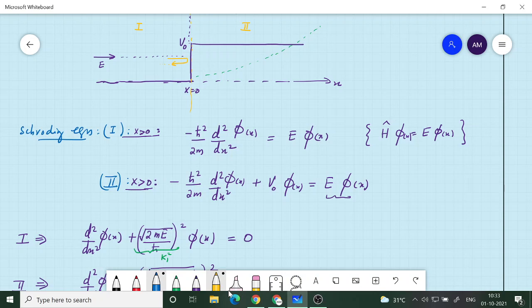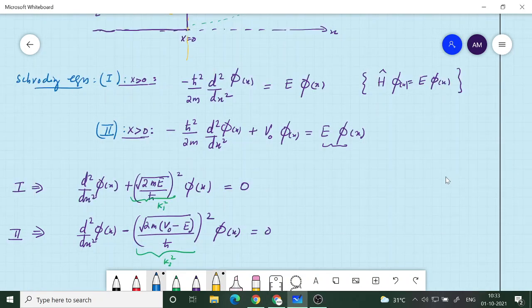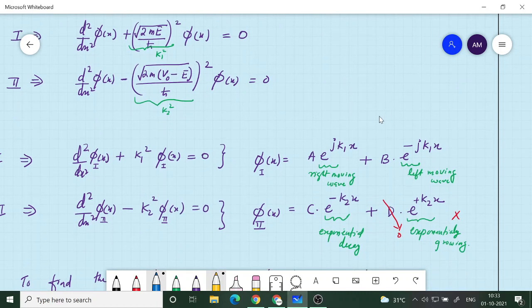Therefore B cannot be 0. That is my point. The physical argument I am using is that B cannot be 0 because of the possibility of reflection. A is nonzero because of the incident wave. So A is basically showing the incident wave. What about B? B is the amplitude of the reflected wave. So the incident wave is right moving, and the reflected wave is left moving.